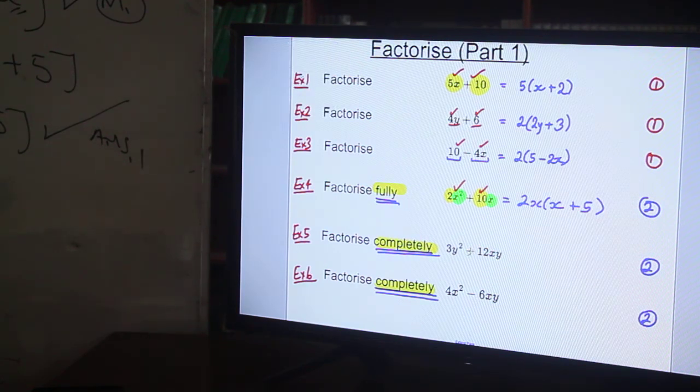Okay, same thing here, factorize completely. So deal with the numbers. There's a 3 and a 12, and there's a y squared and an xy. So what's the biggest factor we can take out of 3 and 12?